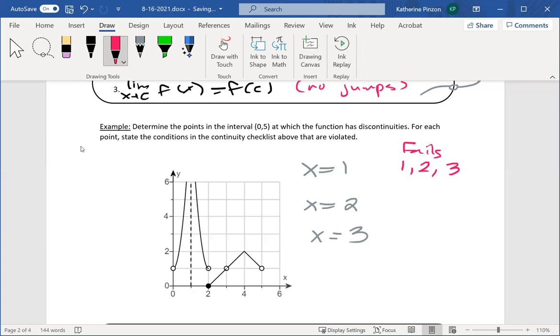Okay, let's move to x equals 2. At x equals 2, does the function exist?